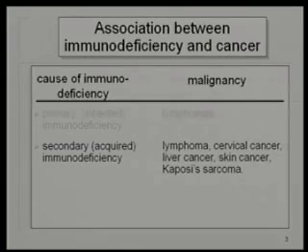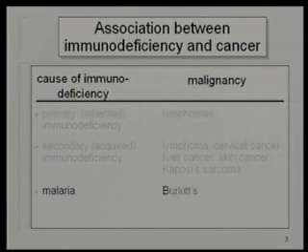Then there are the acquired ones, and one of the acquired examples is the immunosuppression for transplants. There is a higher incidence of lymphomas, cervical cancer, liver cancer, skin cancer, and Kaposi's sarcoma in those patients. Another example, of course, is HIV infection, which is associated with a much higher incidence of Kaposi's sarcoma. In malaria patients, there is some immunosuppression induced by the malarial parasite, and those patients have a higher incidence of Burkitt's lymphoma, EB virus-induced Burkitt lymphoma.